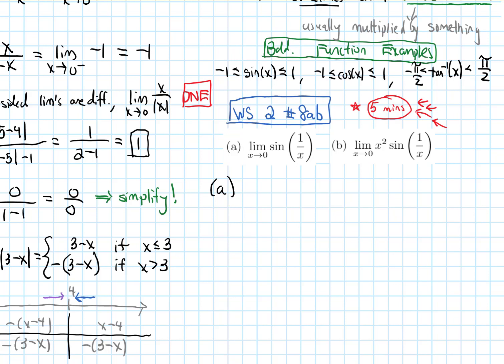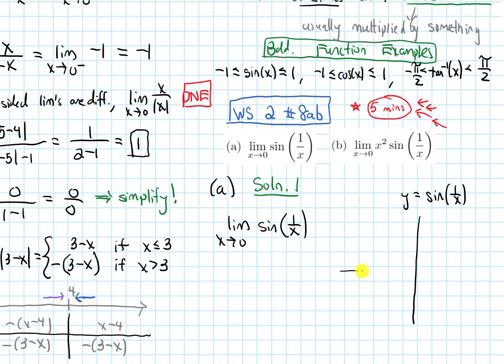So for part A, I'm going to do this in 2 ways. So solution 1, I'll do first. I'm trying to figure out what the limit as x approaches 0 of sine of 1 over x is. We've actually graphed this function in class. So we can recall that graph, y equals sine of 1 over x. On the ends, it oscillates kind of like the sine graph. But as you get closer and closer to 0, it speeds up.